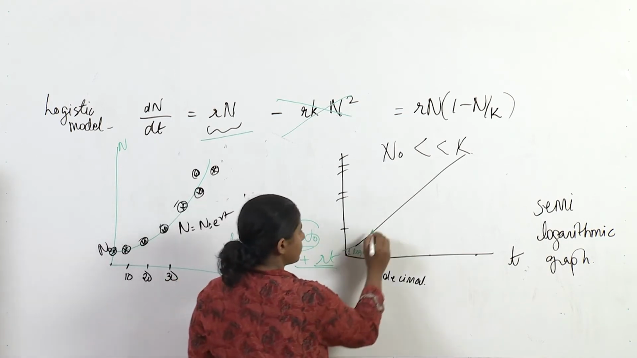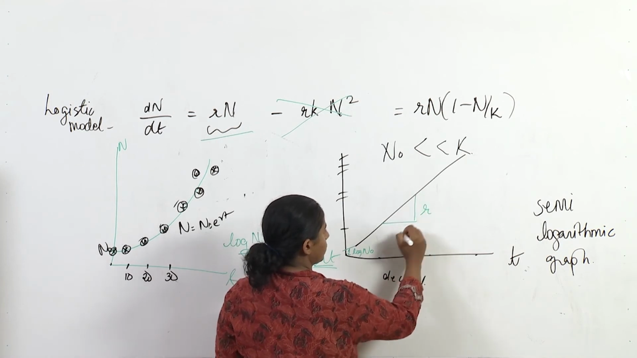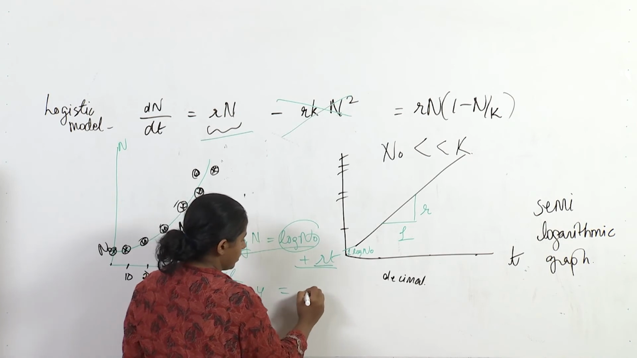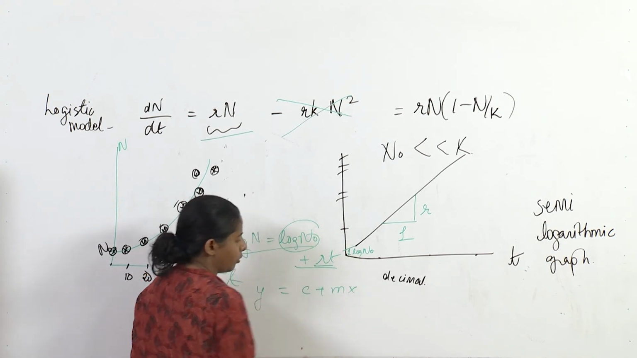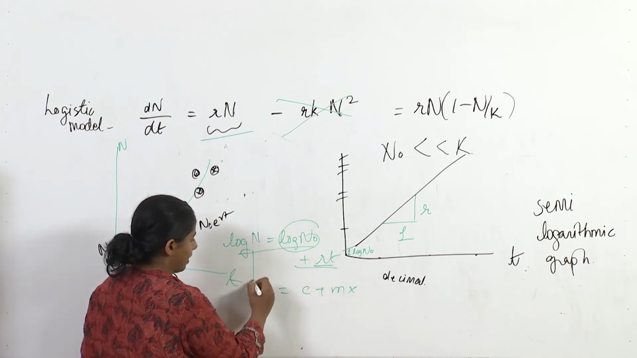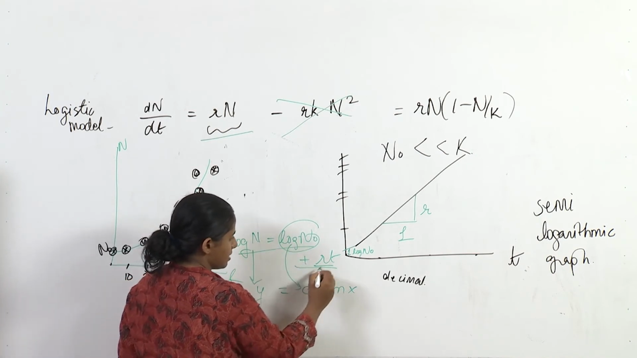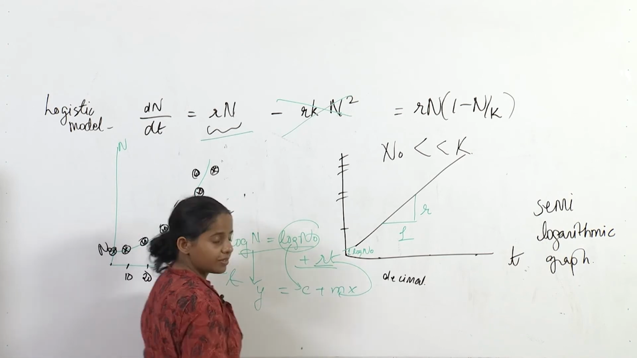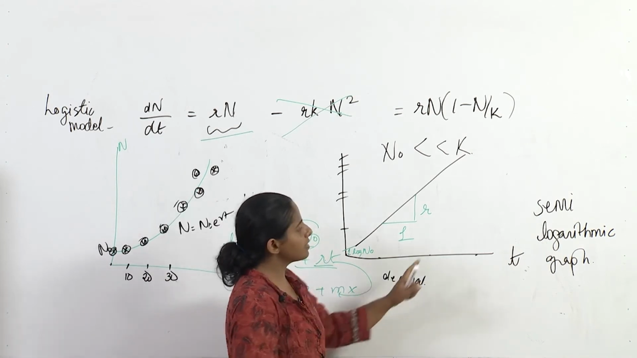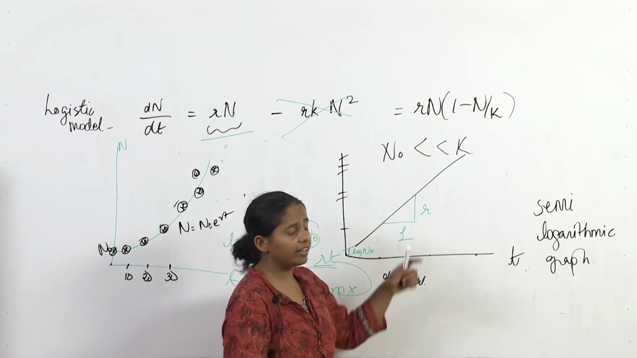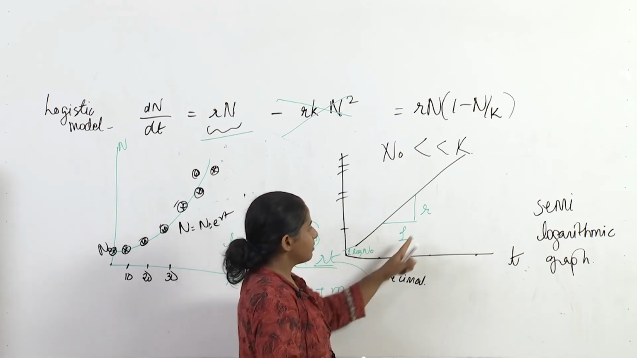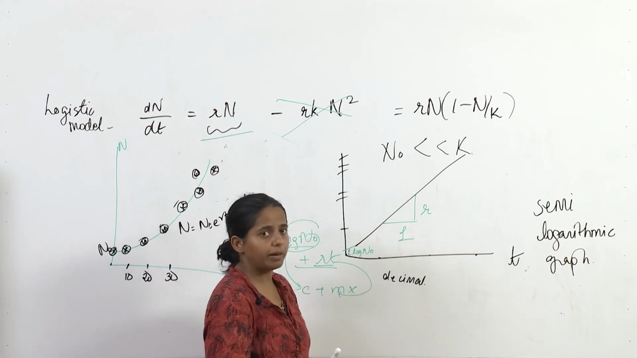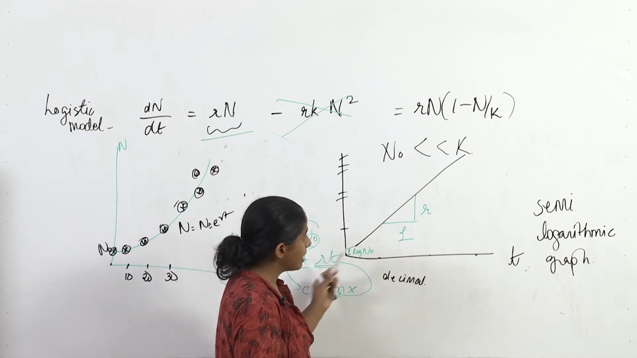The slope of this line should be R, because if we compare it to the y is equal to c plus mx model of a line, then this is y, log n naught is the constant, and RT is mx, where t is x, and R is m, the slope of the line. So if we plot it in a semi-logarithmic graph, we can get a straight line, and very quickly we can find the slope of this line, and this is very easy. You can do it on Excel, and you can also do it manually by giving a best fit line.